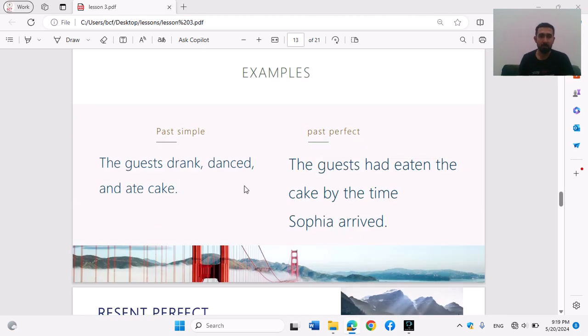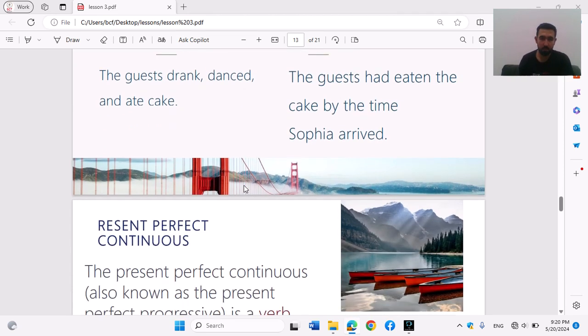Look at this example. Past simple says the guests drank, danced, and ate the cake, okay? So it's something that happened in the past. But look at the past perfect. The guests had eaten the cake by the time Sophia arrived. So it means before the arrival of Sophia, the cake was eaten. Okay, so it happened before the past simple action.